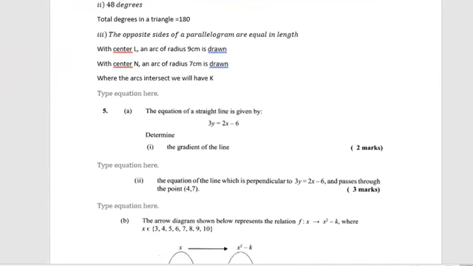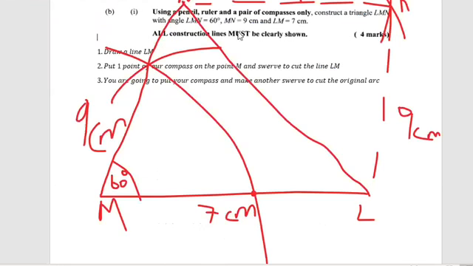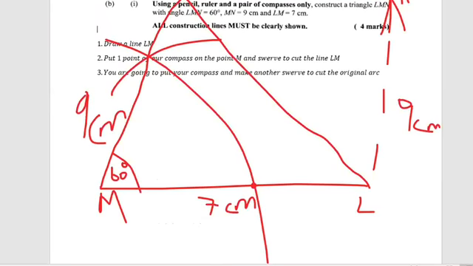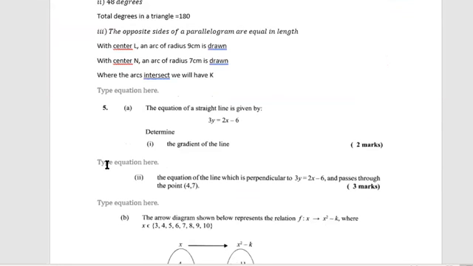So part 5 now says, the equation of a straight line is given as 3y is equal to 2x minus 6. So it says determine the gradient of the line.